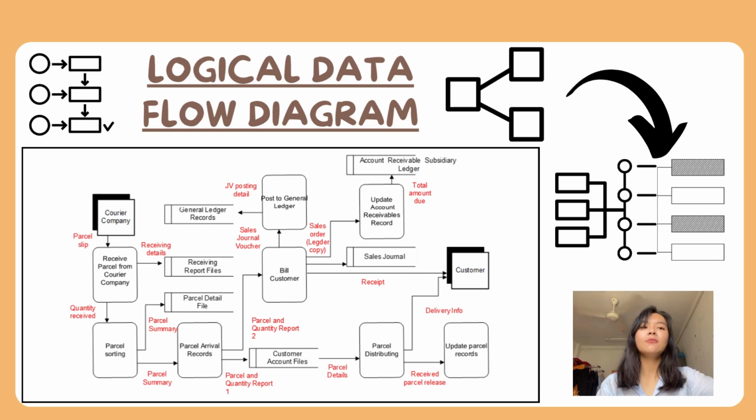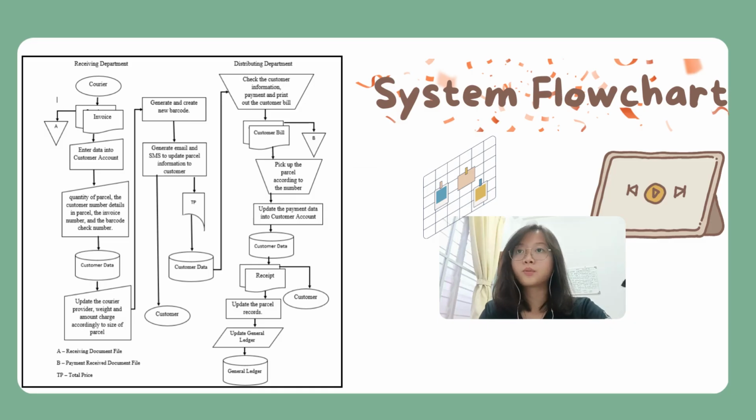That's all for me. Thank you. Next, we will proceed to the system flowchart. The system flowchart is separated into two departments, which is the receiving department and also the distributing department. So start from the receiving department.